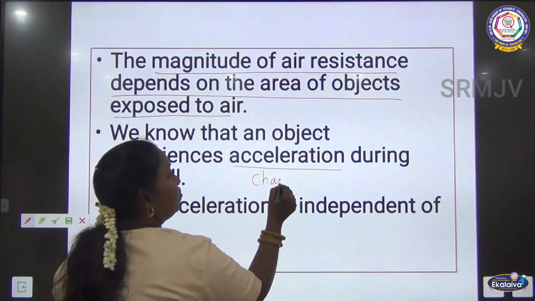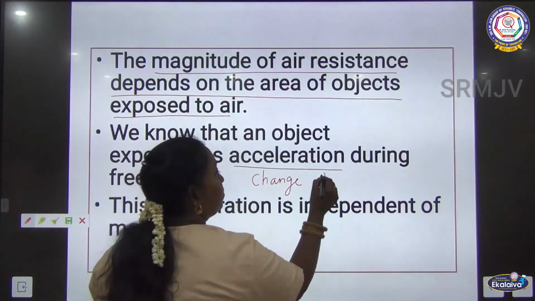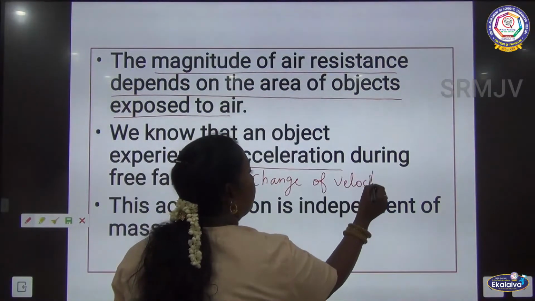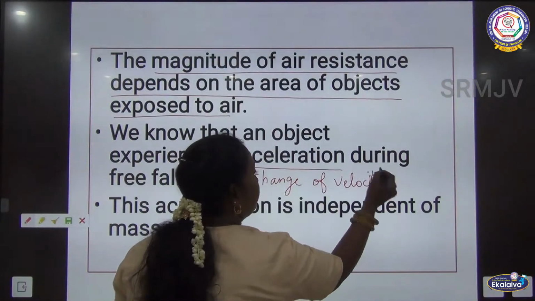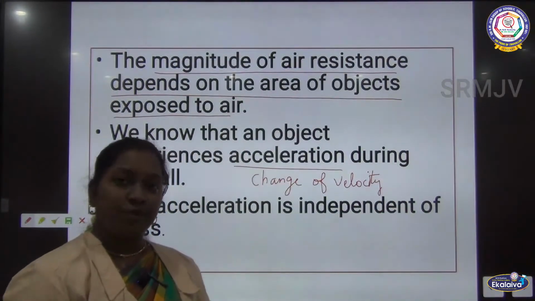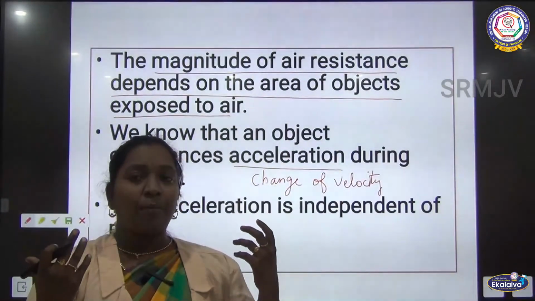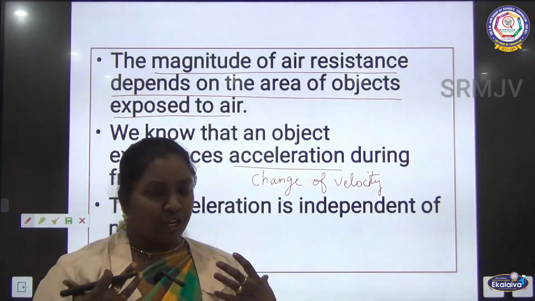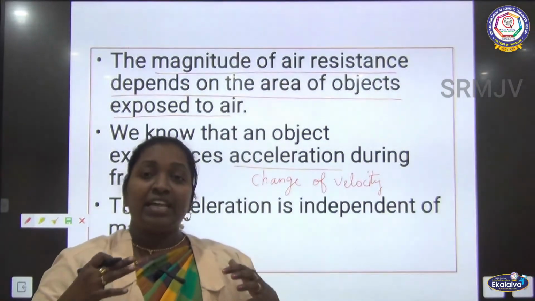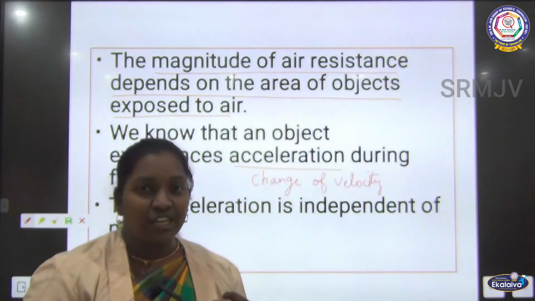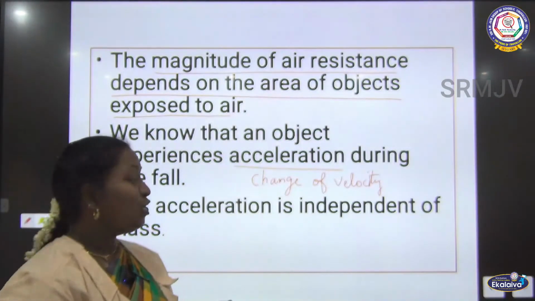Acceleration is the change of velocity with respect to time. So due to changes, what happened to this? Any object when it is thrown, there is a change in velocity. Due to that, the object gets acceleration. That is called accelerated motion.